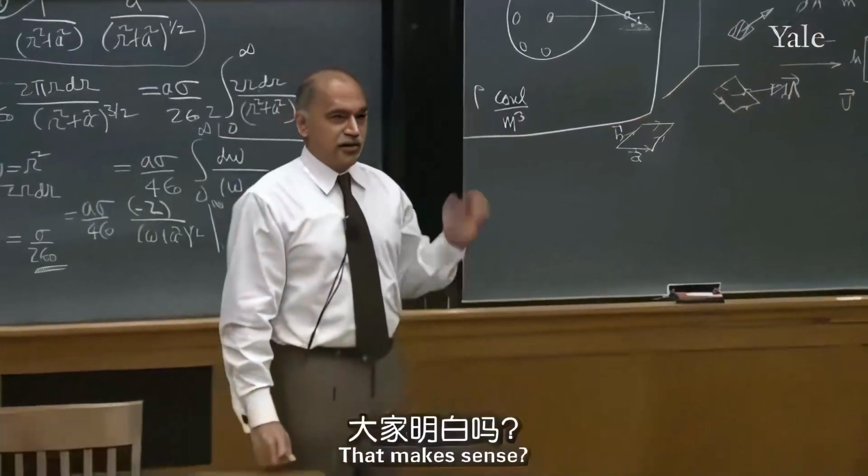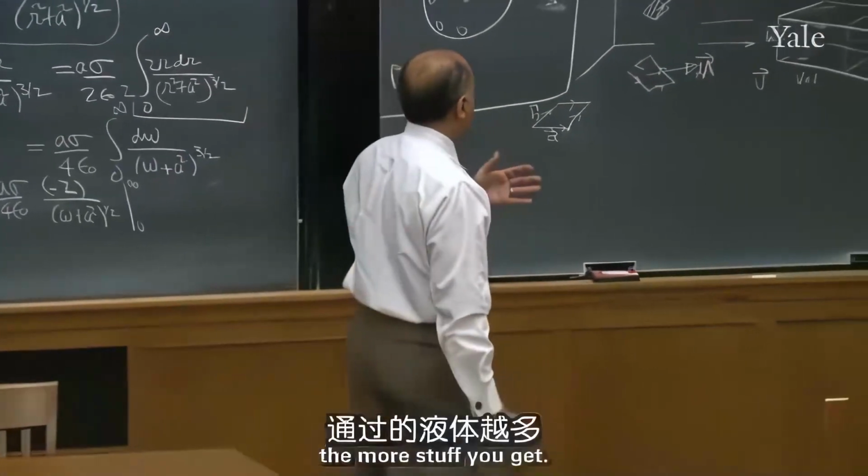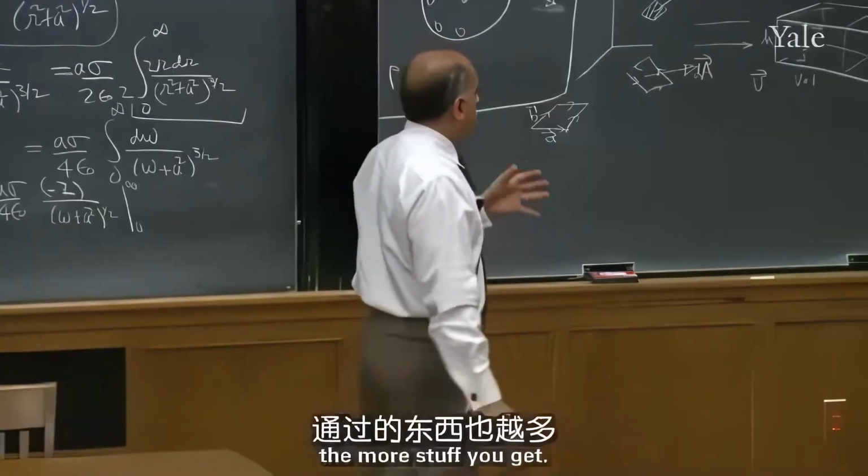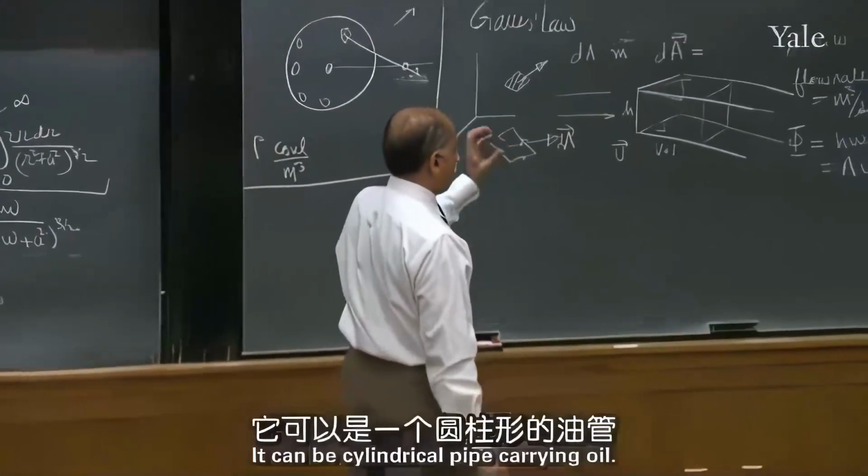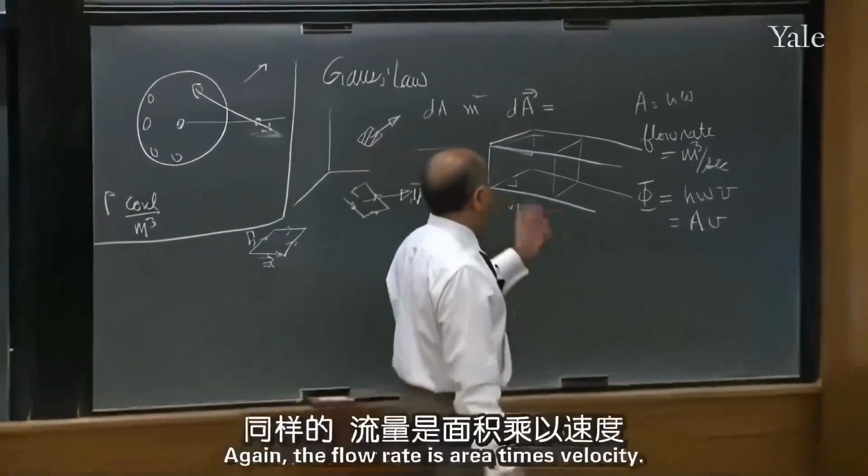That makes sense? The faster it's going, the more stuff you get. The bigger the cross section, the more stuff you get. And this doesn't depend on a rectangular cross section. It can be a cylindrical pipe carrying oil. Again, the flow rate is area times velocity.